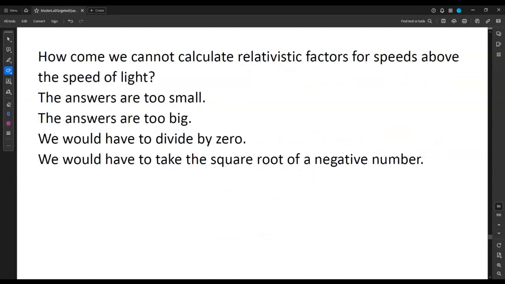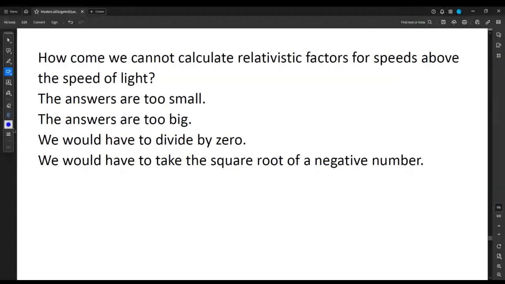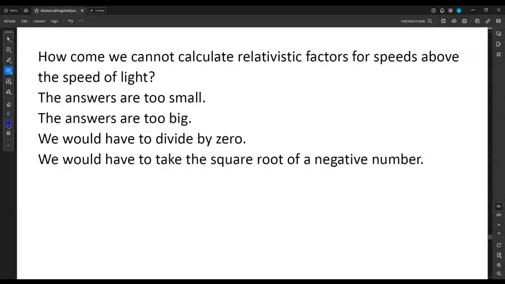Okay, then let's look through a couple of conceptual things on a related topic. So we are going to look at that complicated formula again, but we're not going to plug in and find full solutions. We're just going to sort of plug in and eyeball what we think is going to happen. So here it says, how come we cannot calculate relativistic factors for speeds above the speed of light? So let's say that, just to make things simple, that we picked twice the speed of light, and we wanted to see what the relativistic factor would be for that.